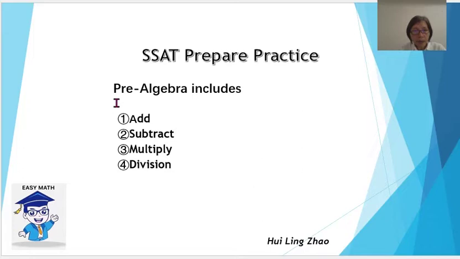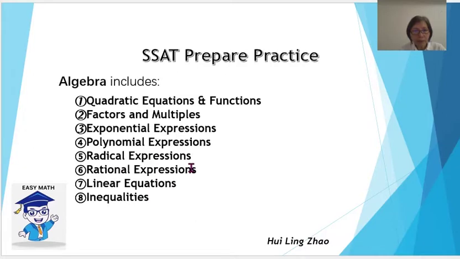Next, pre-algebra includes 4 sections. Number 1, add. Number 2, subtract. Number 3, multiply. Number 4, division.